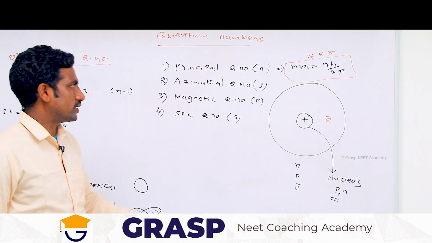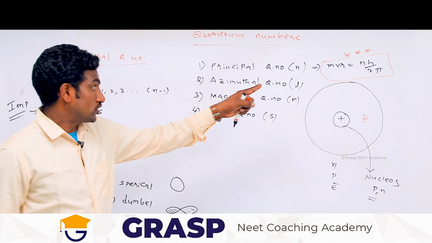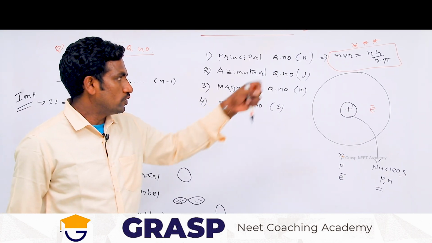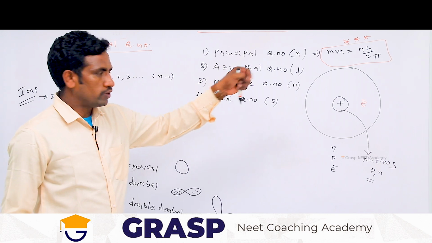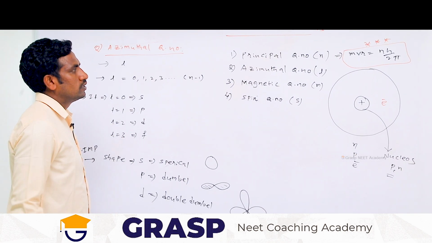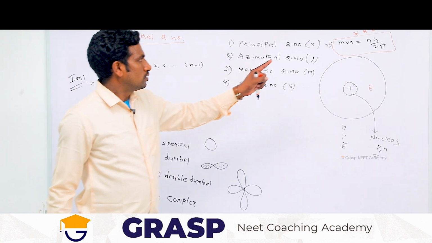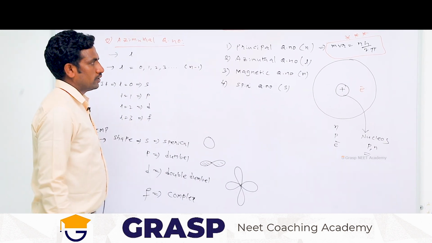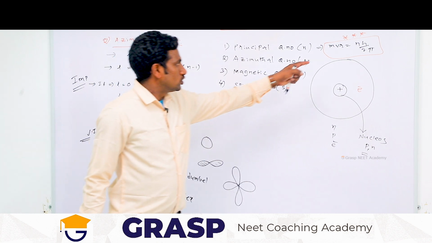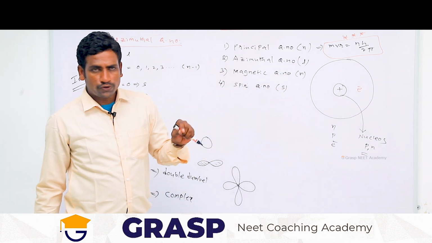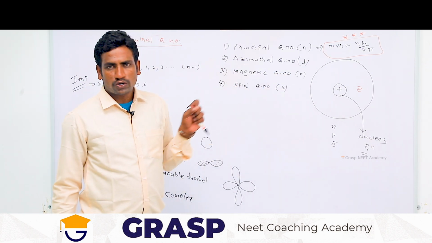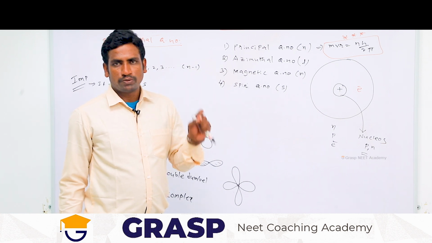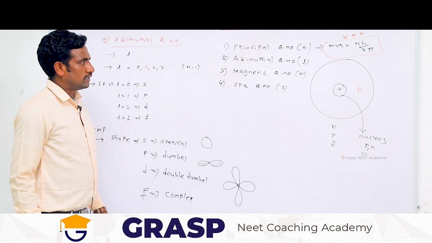They will ask the question, what is the angular momentum of the first orbit electron? That means n equal to 1, so you take 1 by 2, h by 2π. What is the angular momentum of the second orbit electron? h by π. What is the angular momentum of the third orbit electron? 3 by 2 into h by π, that means 1.5 h by π.